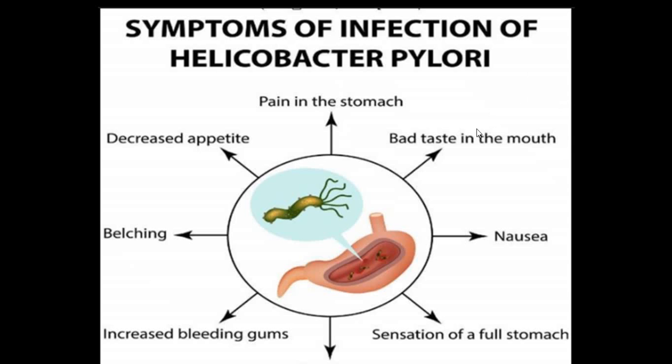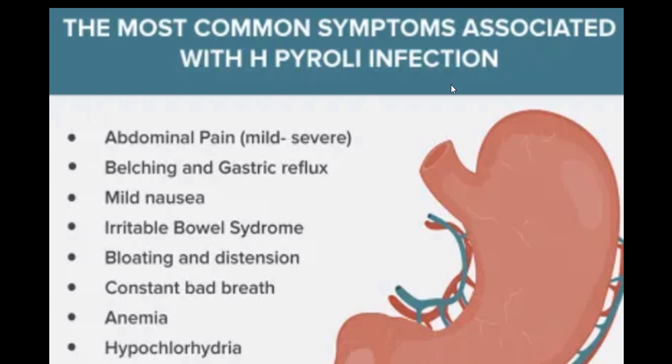Secondary to H. pylori infection, a good number of people also complain of bad taste in the mouth, little nausea, sensation of full stomach or bloating, heartburn. Some people also have bleeding from gums, belching sensation, decreased appetite, etc. These are the multiple symptoms, and all these symptoms are also very common in other groups of people, with GERD, functional dyspepsia, gastritis, gastric disorders, dysmotility syndromes. Also in gastric ulcer and duodenal ulcer, all those will have this group of symptoms. So abdominal pain, belching, gastric reflux, mild nausea, etc. become common symptoms along with H. pylori infection.